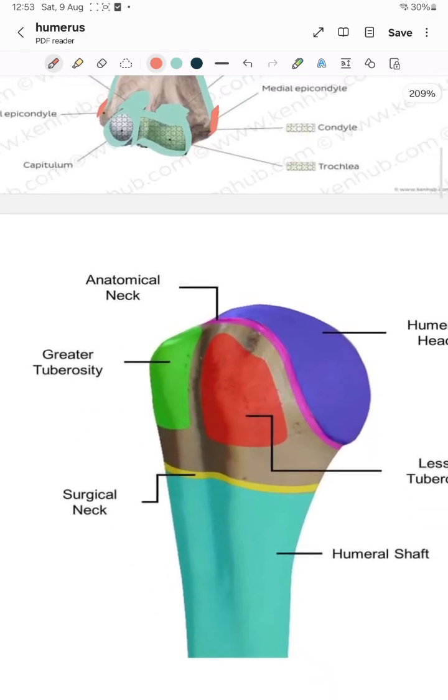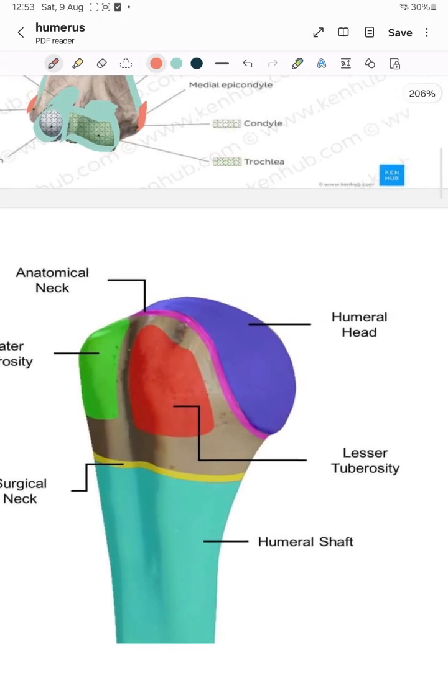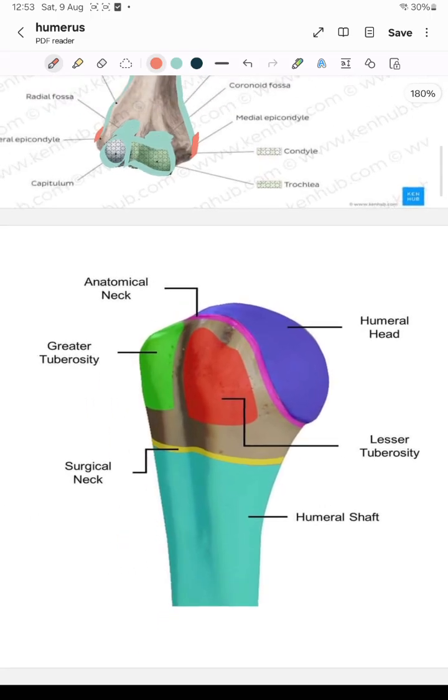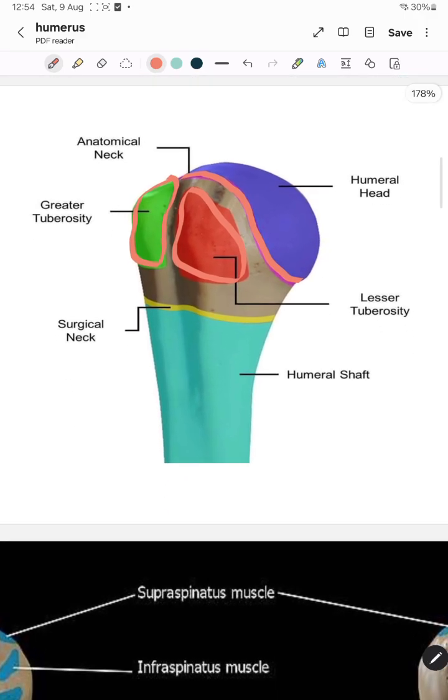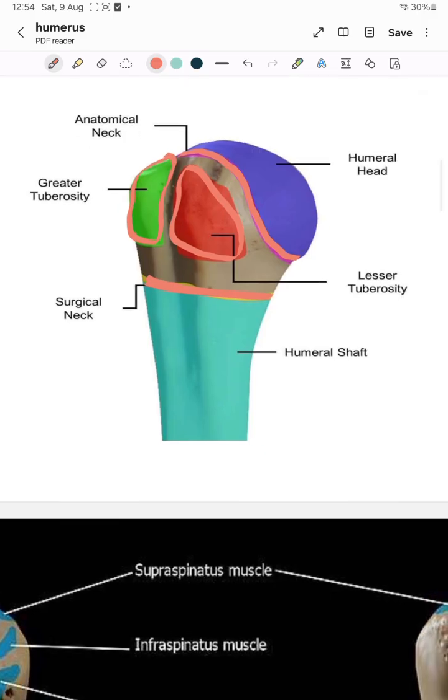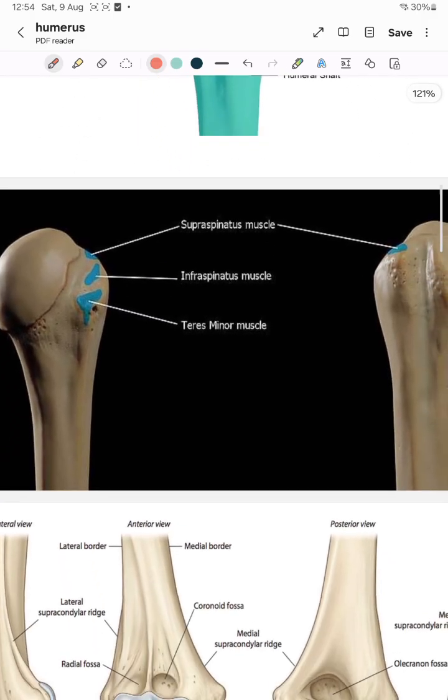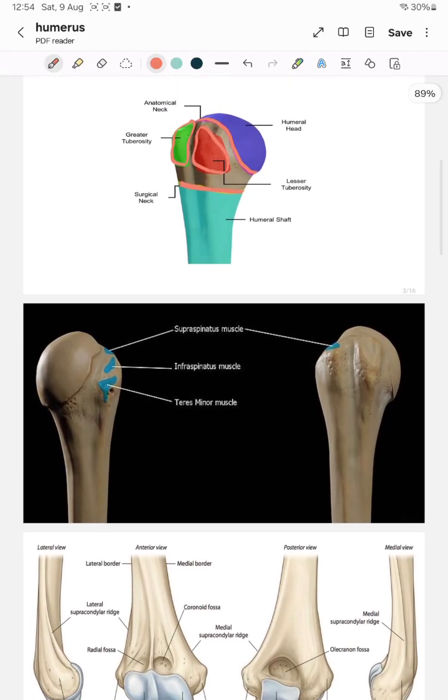So we'll see the head of the humerus. We can see in blue color the head of the humerus. Then the anatomical neck. Then we have the lesser tubercle on the anterior aspect, and on the lateral aspect we have the greater tubercle, and we have the surgical neck. The constriction at the junction of the shaft of the humerus with the upper end is known as the surgical neck. So we can see the attachments of the tubercles.